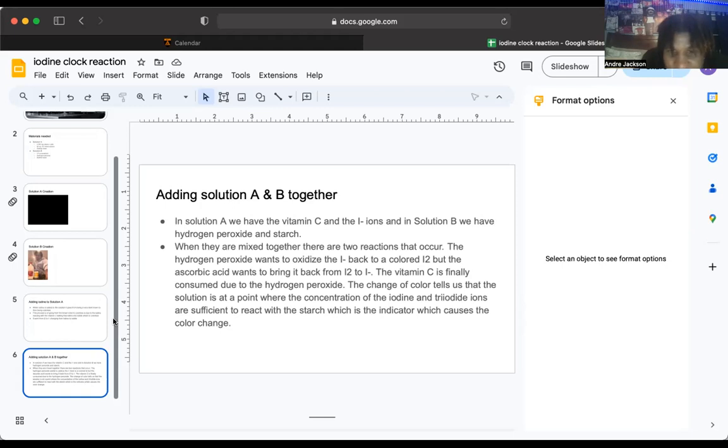The change of color tells us that the solution is at a point where the concentration of the iodine and triiodide ions is sufficient to react with the starch, which is the indicator that causes the color to change. So essentially, there's a battle between the two solutions, and finally the starch takes over, and that's what makes that instant color change.